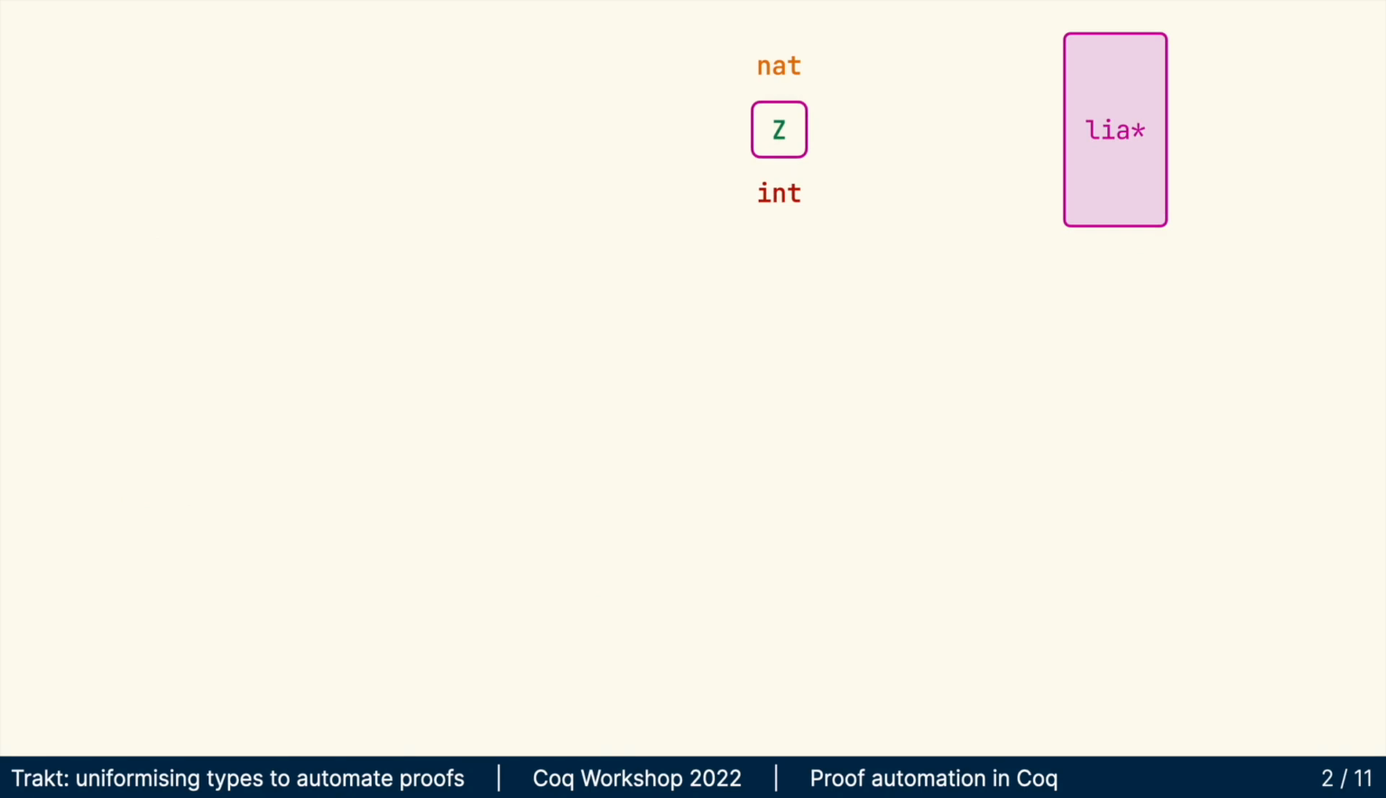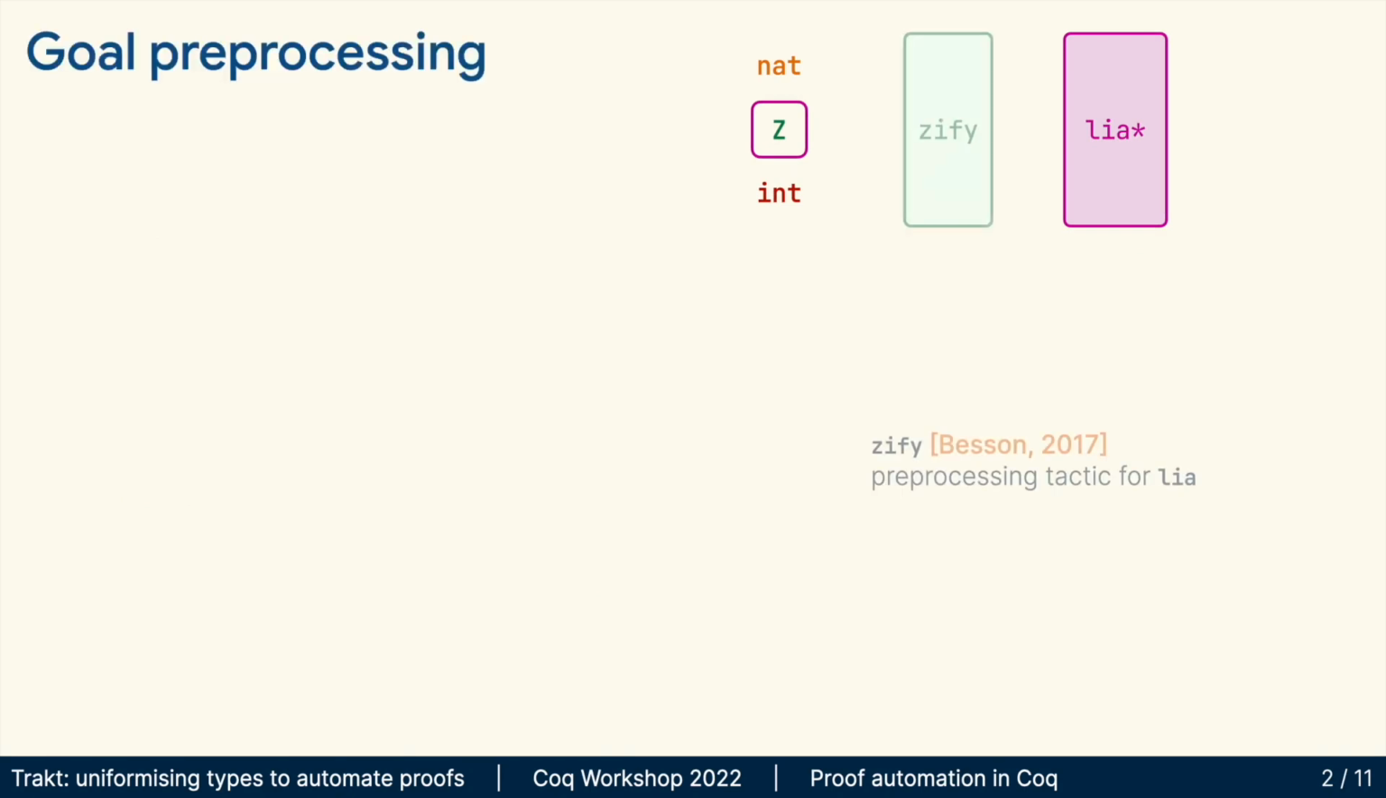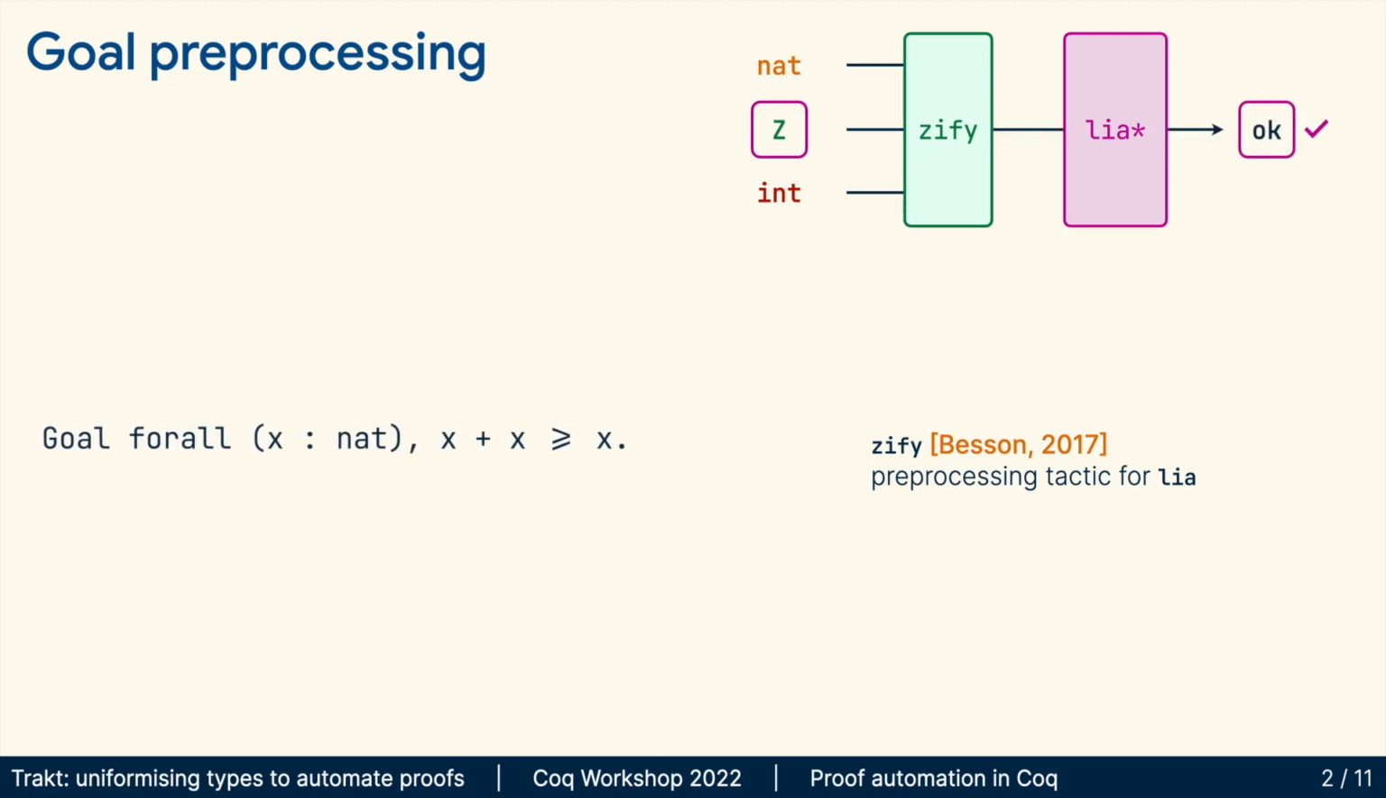The solution taken by state-of-the-art tools was to include some goal preprocessing. This is the case of Zify for LIA. It's a tactic that takes as input a goal expressed in various types and outputs a goal where integers are all expressed in Z so that LIA is able to prove it. Here's an example of a goal on natural numbers. If you use the raw LIA, it doesn't work, but with Zify, the goal becomes provable.